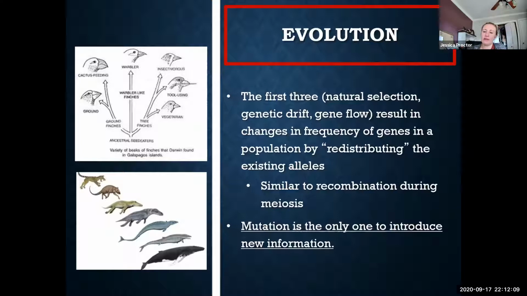Mutation is the only one that introduces brand new information into the gene pool. Again, it's just any random change in the DNA during DNA replication, protein synthesis, mitosis, meiosis, that's going to create new genetic variation in the gene pool.